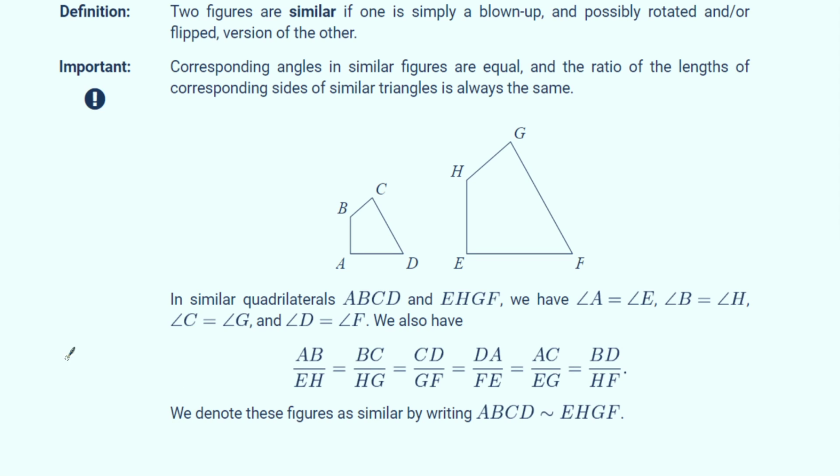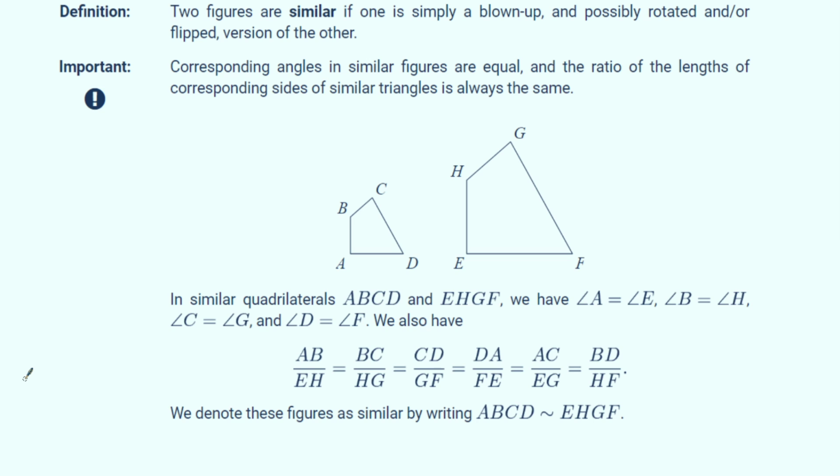Hello. So, we will be talking about the basic definition and implications of similarity. Our definition of similarity is that two figures are similar if one is simply a blown up and possibly rotated or flipped version of the other. Blown up, by the way, is just another word for dilation.